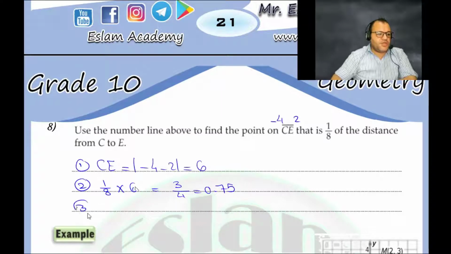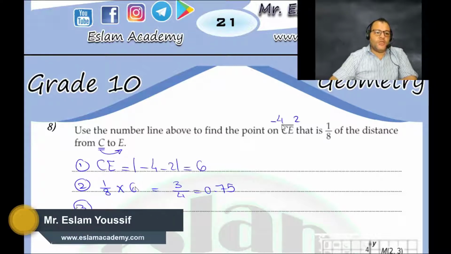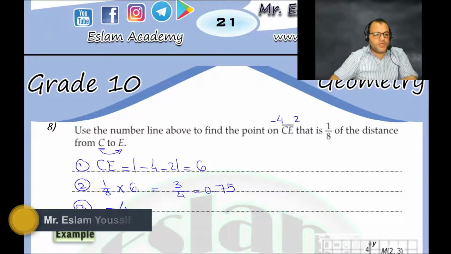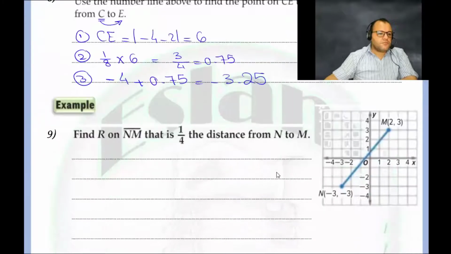Number 3, you will start from C and go to E. You go to the right. To the smallest number or to the greatest number? C is the smallest, because it's the smallest number, so you add. So it will be negative 4 plus 0.75, which equals negative 3.25. You get the idea for this one? Yes. Is that clear? Any problem for this one? No.